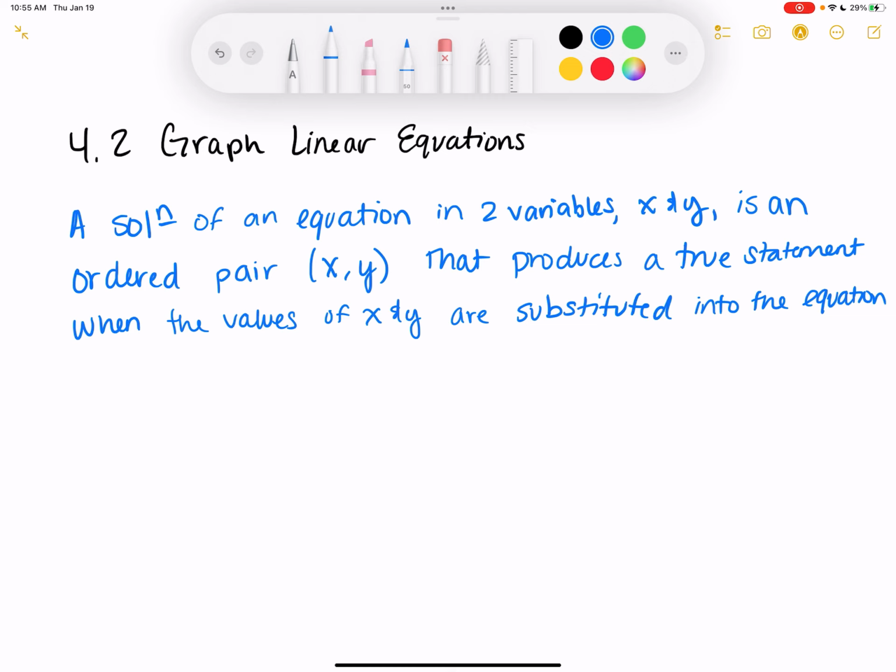So some of what we'll be doing is plugging in an xy coordinate and deciding if it makes the statement true or not. So we'll be saying if it's a solution or not a solution. And then we'll obviously be graphing as well.